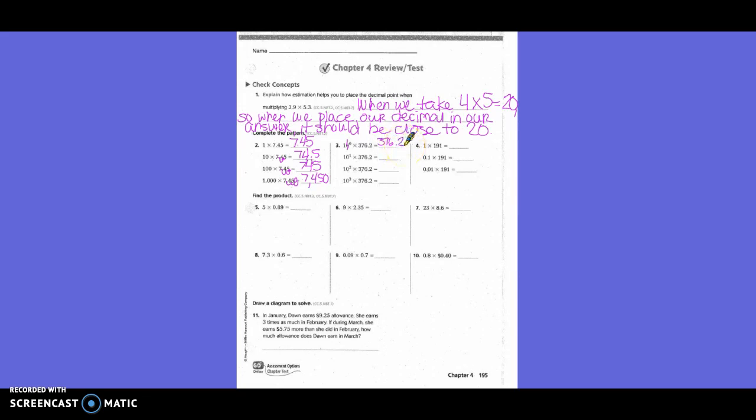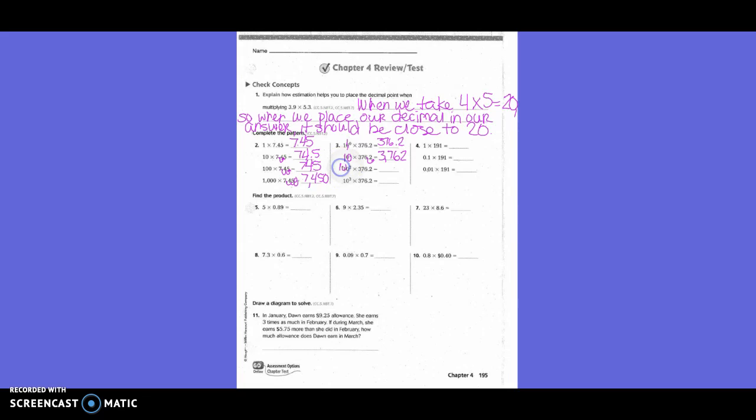Okay. The next one. 10 to the first power would be what? 10. So do I loop it to the right or the left? To the right. One time, right? Because there's 10, so my answer is? 3,762.